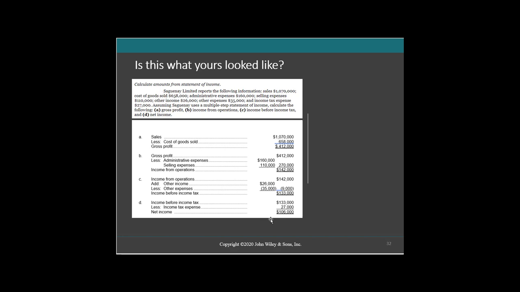Nobody is born knowing accounting. Nobody is born making an income statement. This stuff takes practice. This stuff takes time. And my team and I are here for you.